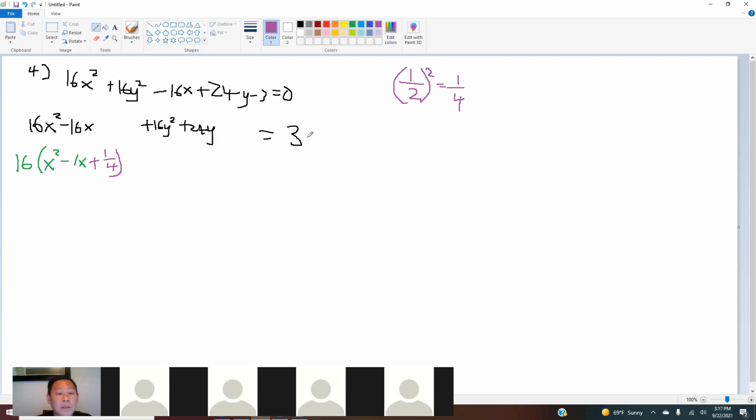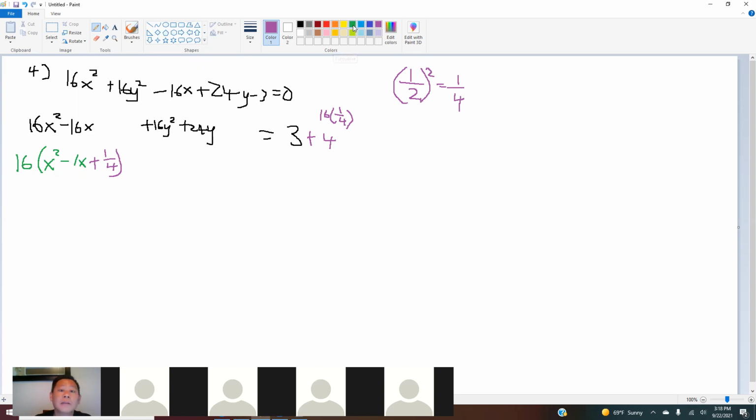But when I add it to this side, you cannot add a quarter because you have the 16 in front. So you have to multiply this by 16. Can someone tell me what is 16 times a quarter? 4. Yep. So you had to add 4 here. And this is step number 3, where you factor the 16 and then add 1.